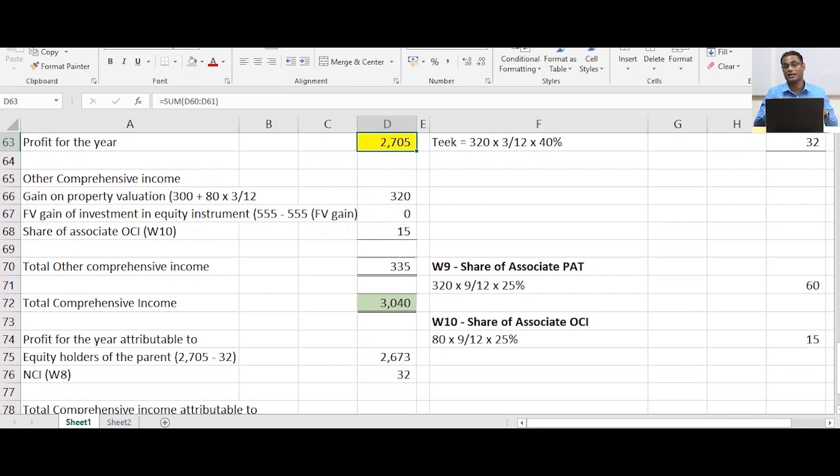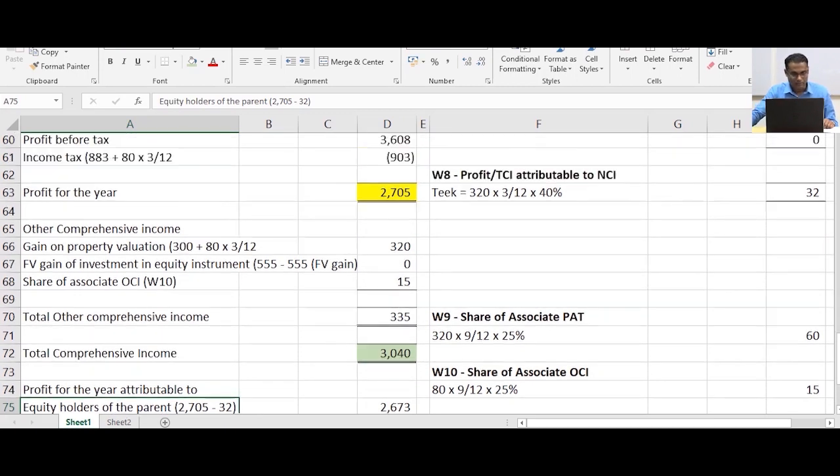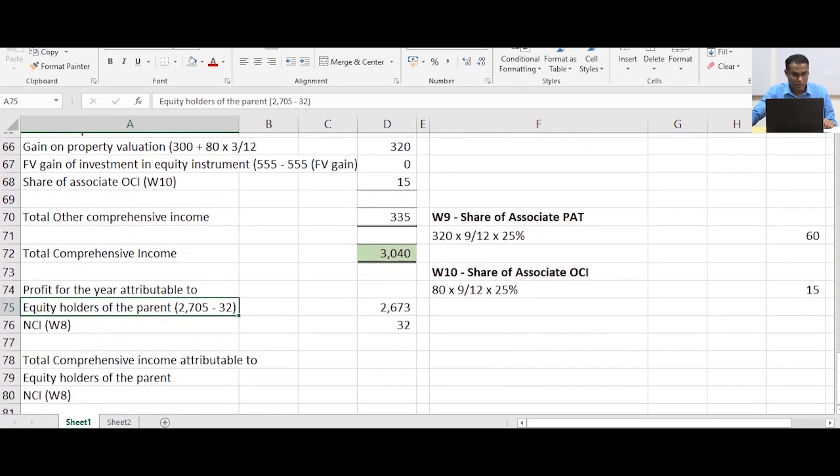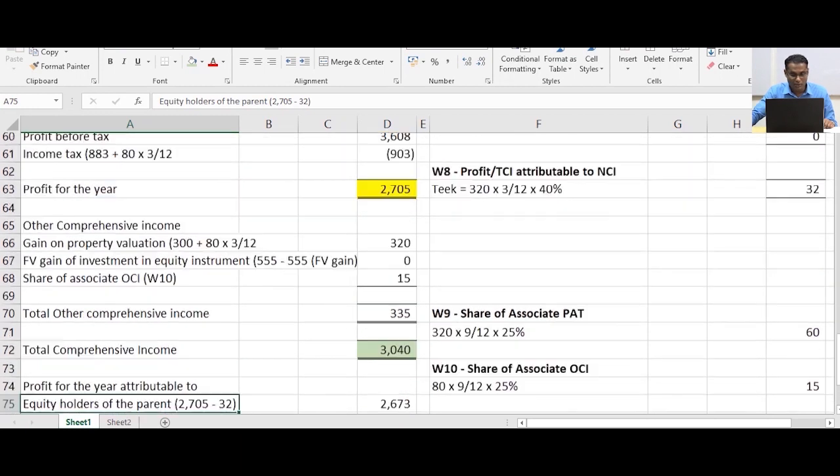That is parent's entire profit plus subsidiary last 3 months profit into how much? 60%. Okay, roughly. So the remainder, the balancing figure, you are always taking as the equity holders of the parent profit allocation. Right, done. Then finally I also need to allocate total comprehensive income.